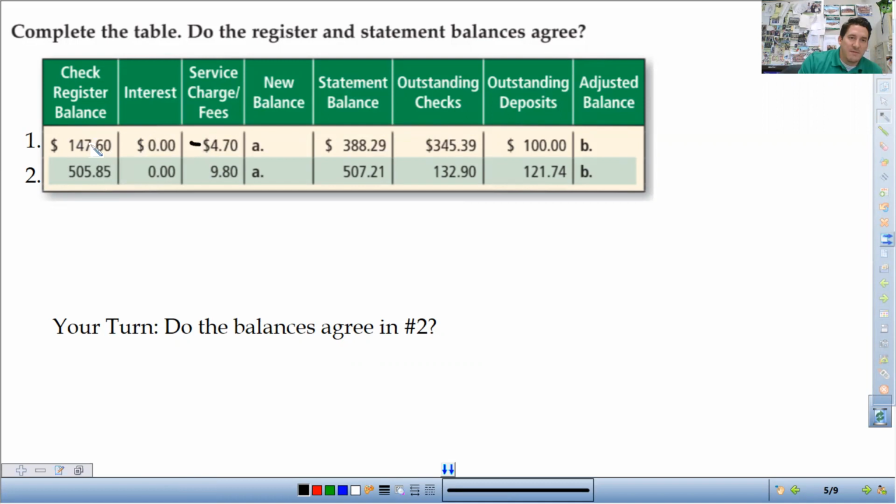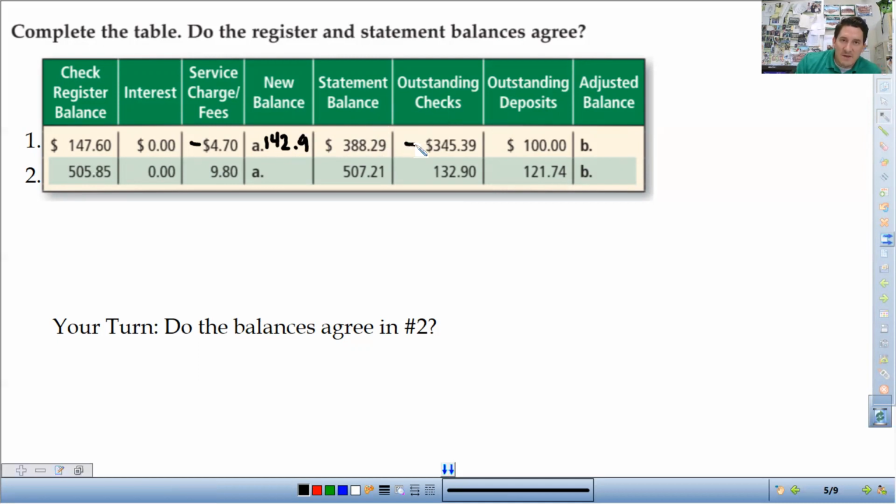So I'm going to do 147.60 minus the service charge of 4.70. So 147.6 minus 4.7, that comes out to 142.9. Then this is what we'd see on the statement, 388.29, outstanding checks.